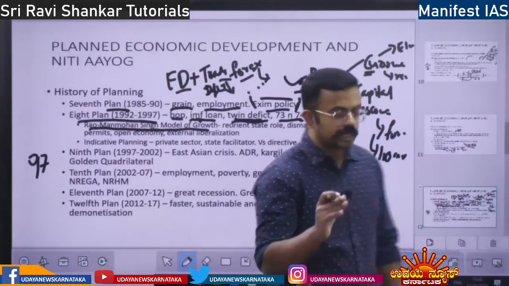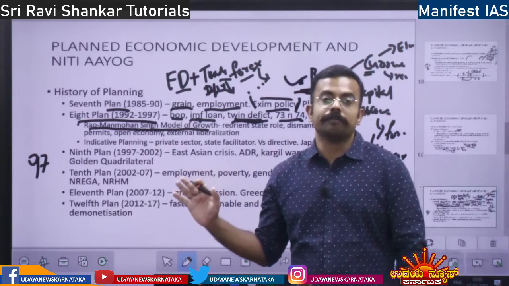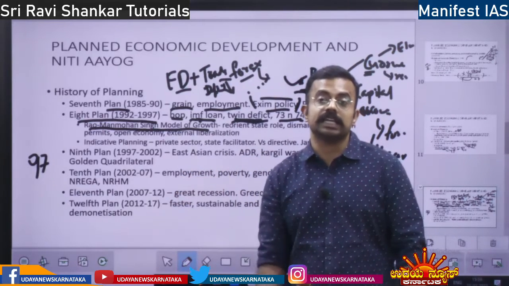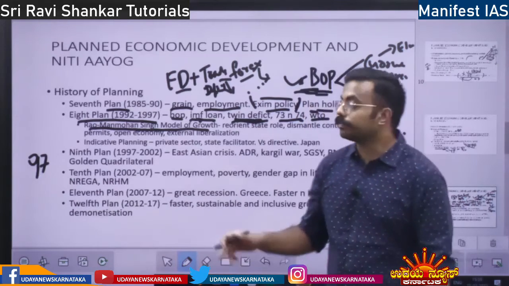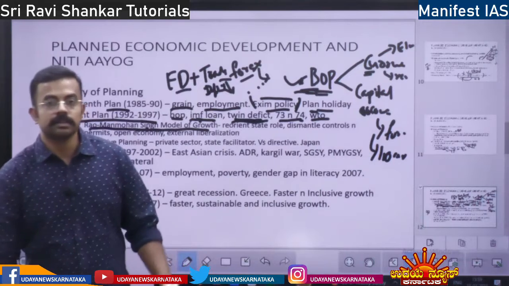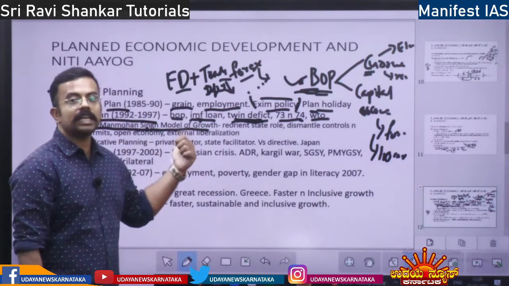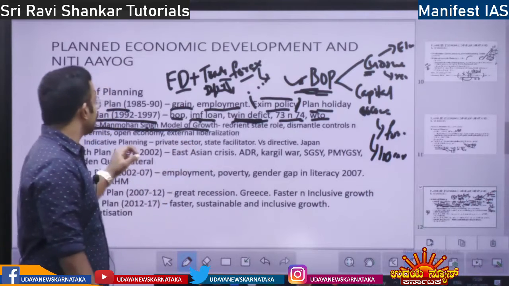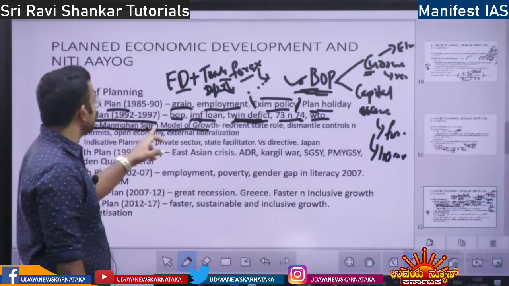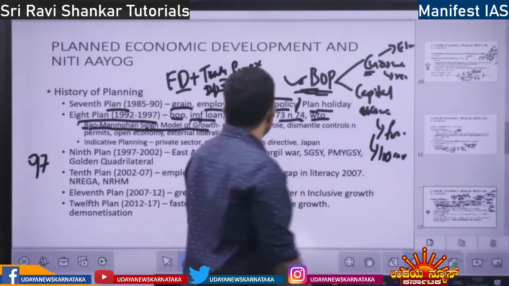Had Manmohan Singh not been there, India would have faced a financial emergency. Just because of this great person of India, Manmohan Singh, India thwarted the financial emergency, right? Okay. Rao Manmohan Singh model of growth. So what is this model?